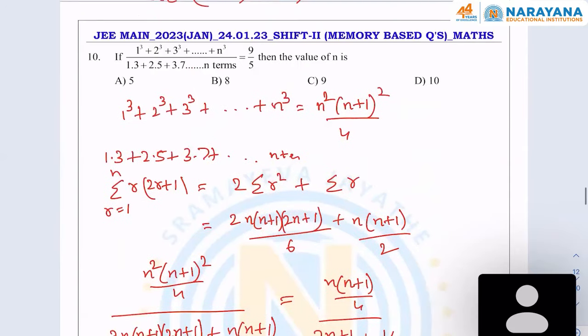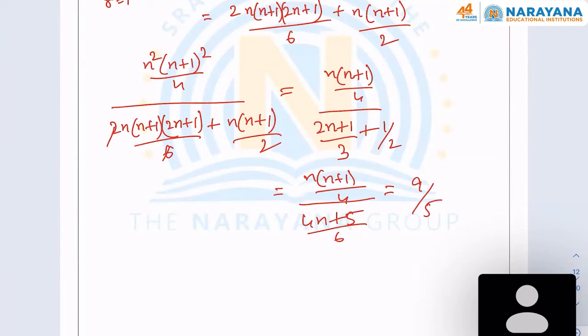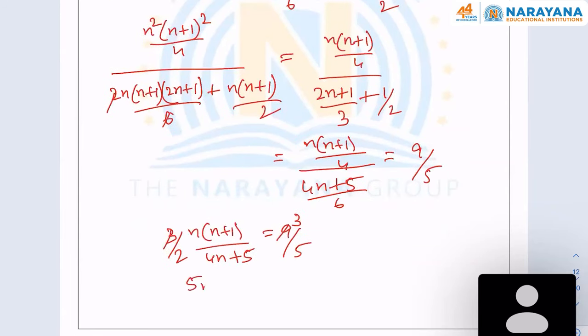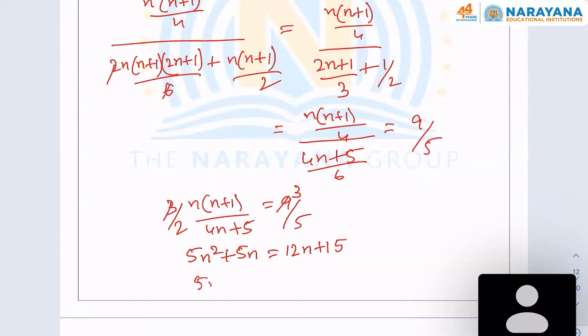Now this sum is given as 9 by 5. Sum is given as 9 by 5. So 3 by 2 into n plus 1 by 4n plus 5 is equal to 9 by 5. So 3 3 is 9. So 5n square plus 5n is equal to 12n plus 15.